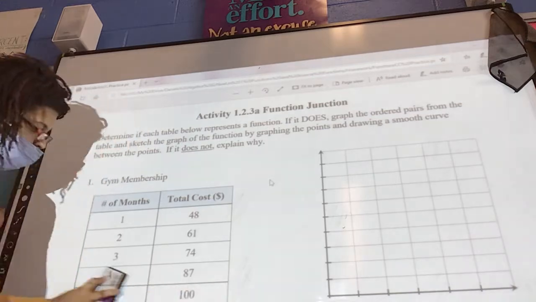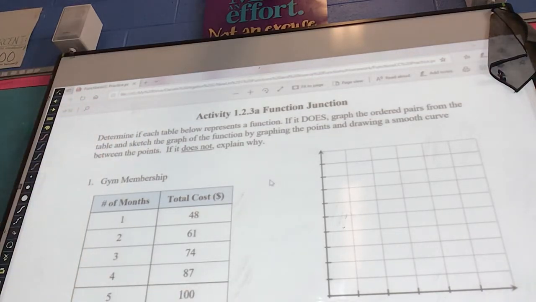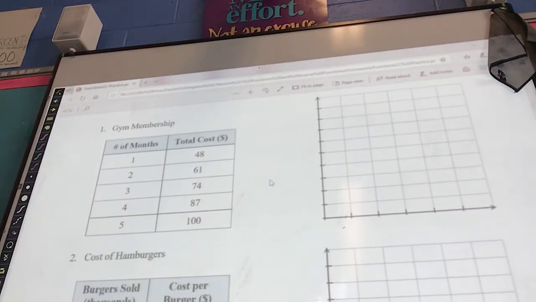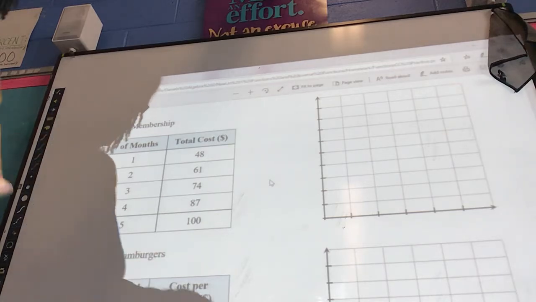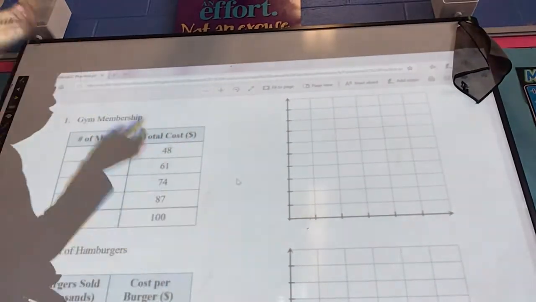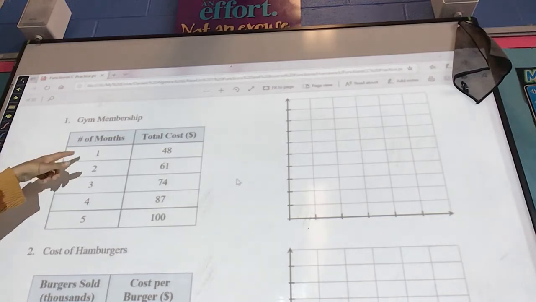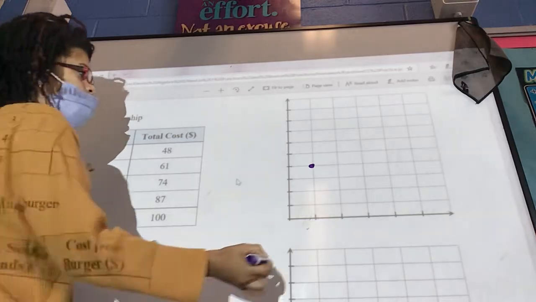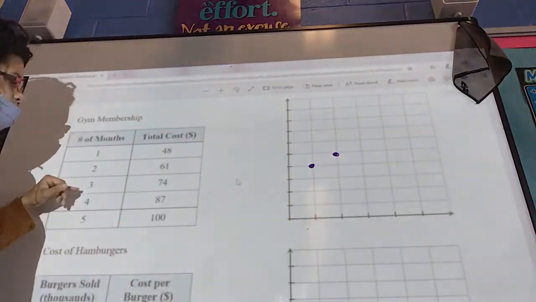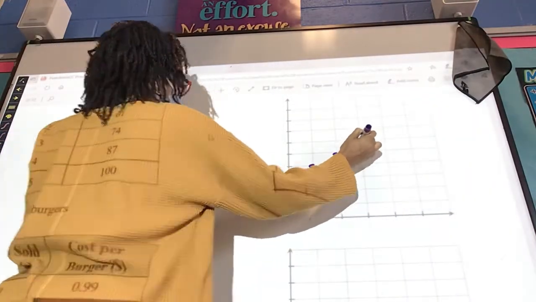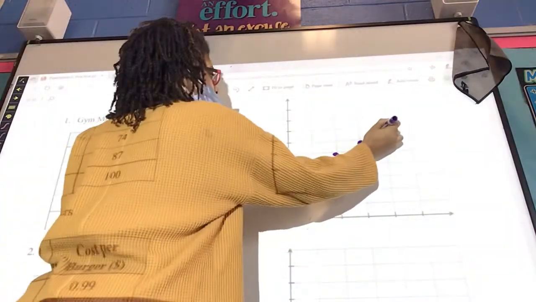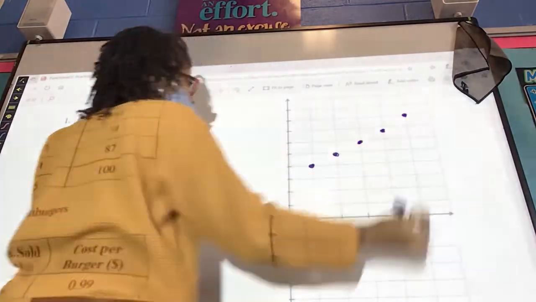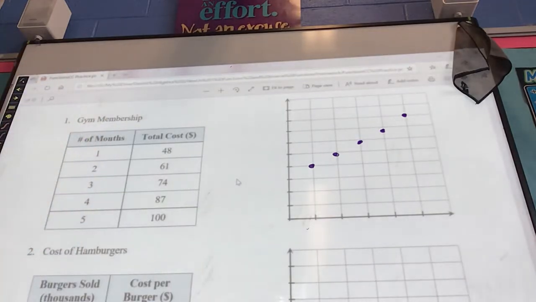Function junction. The whole next pages are all questioning whether something is a function or not. So if I was to plot these points, and I'm not really going to plot the points only because of time, however, I'm going to generally plot them. So this was 1 and 48, and we're going to guess that that's 48. And this is 2 and 61, 3 and 74, 4 and 87, and 5 and 100. And we're going to pretend that that is already accurate.